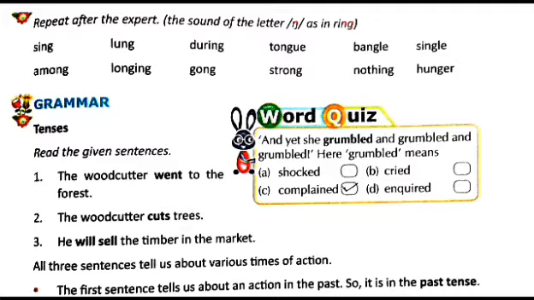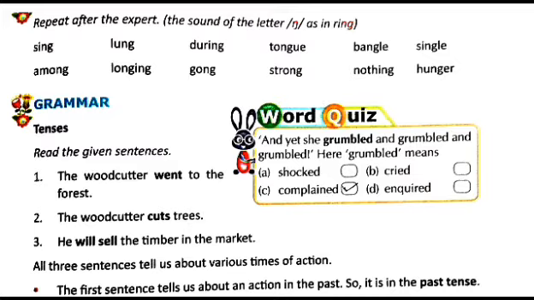Now, word quiz. And yet she grumbled and grumbled and grumbled. So, what is the meaning of the word grumble? It means complained. In the chapter, the princess kept on grumbling, means she kept on complaining.